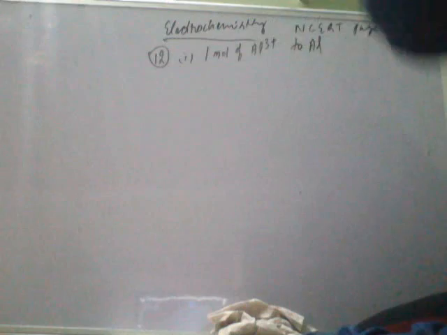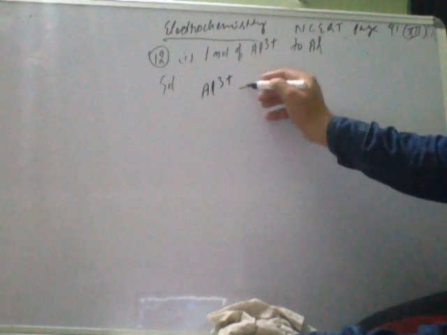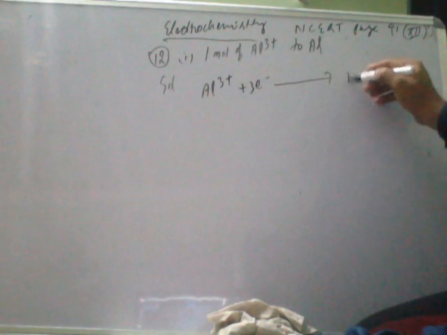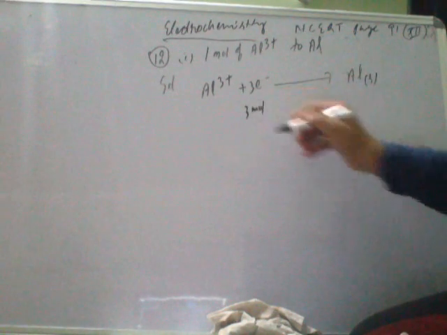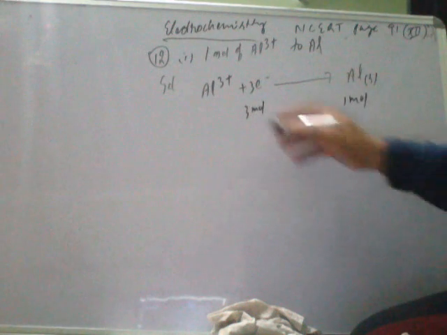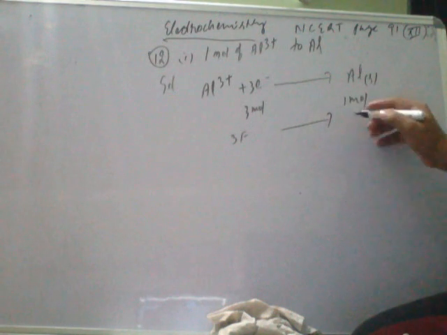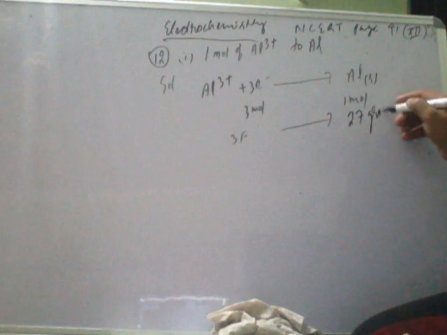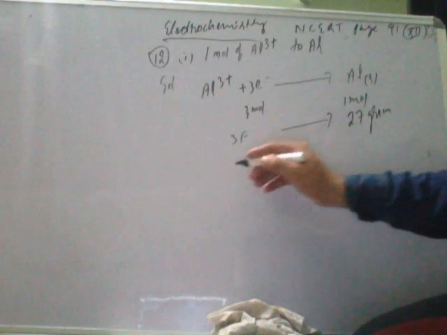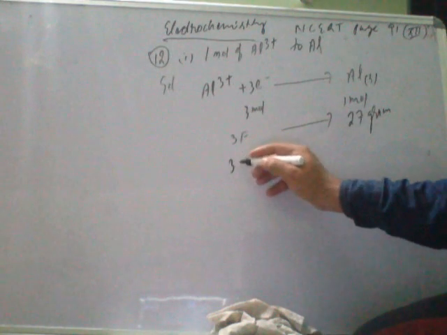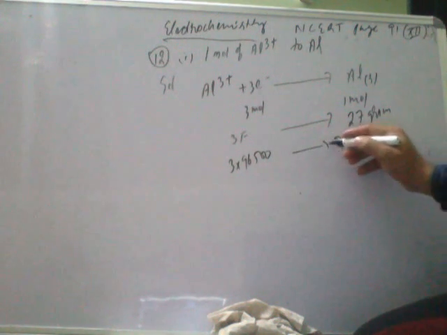So we have Al3 plus in solution, and you are adding 3 electrons, so you get Al solid. The 3 moles of electrons you are adding give 1 mole of Al. In Faraday terms, 3 Faraday gives the molar mass, that is 27 gram. So 3 into 96,500 is equal to 27 gram.